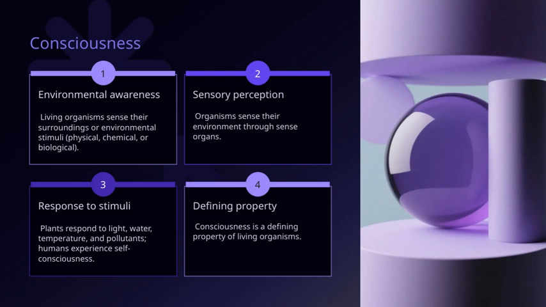All living organisms sense their environment through sense organs: ears, eyes, skin, and more. This sensory perception allows them to detect physical, chemical, or biological stimuli around them. And when these organisms detect stimuli, they respond to them. This response is crucial for survival and adaptation. So, to tie it all together, living organisms sense their surroundings or environmental stimuli, whether it's physical, chemical, or biological. And this process of sensing and responding is central to what we call consciousness. It's a fundamental aspect that helps organisms survive, adapt, and thrive in their environments.